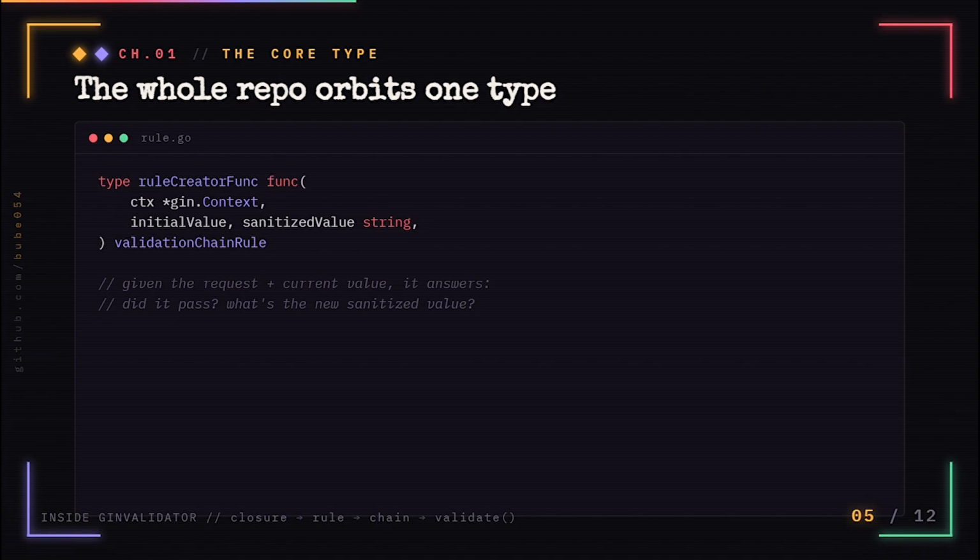Now the actual library. The whole repo orbits one type, RuleCreatorFunc. It's a function type. Give it the Gen context and the current value of a field and it returns the result. Did the validation pass? And what's the new sanitized value? That's it. That signature is the spine of the entire code base.